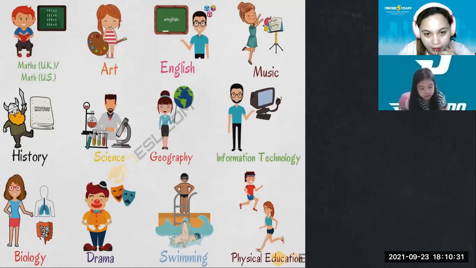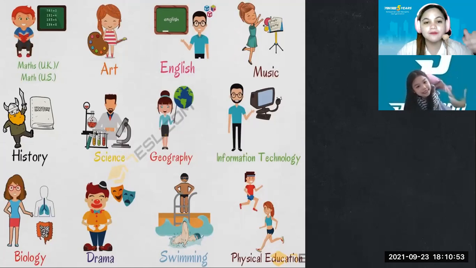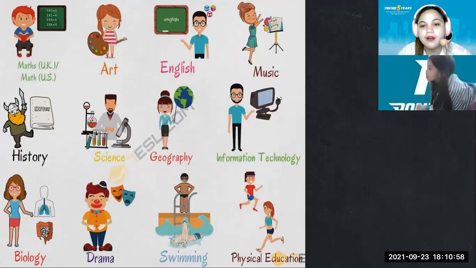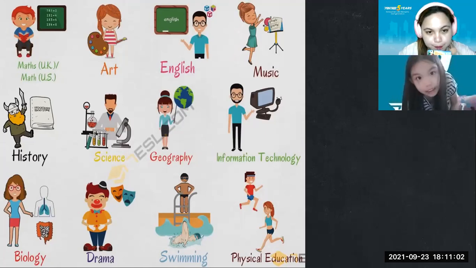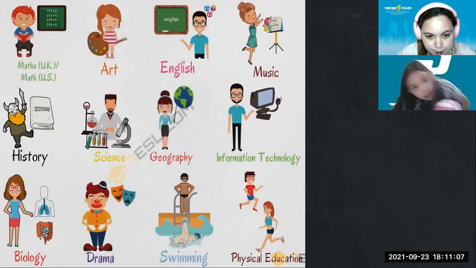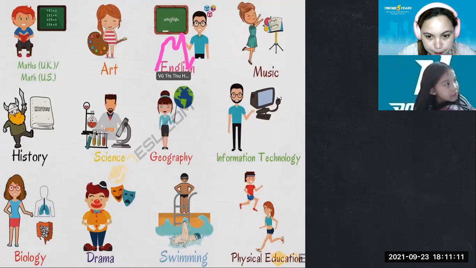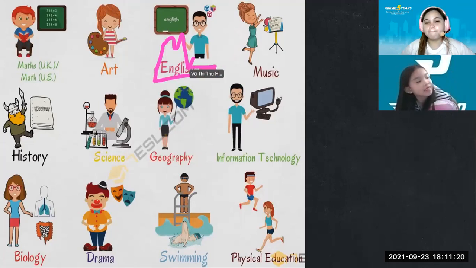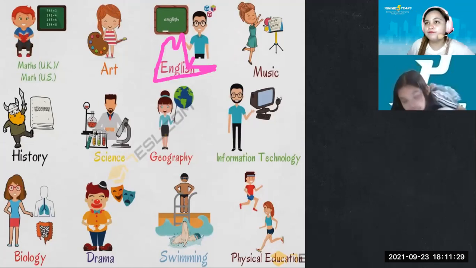Oh, how about in art? What are we doing in art subject, Huang? What do we learn in art subject? In art, we learn different kinds of paintings, drawings, color, something like that, right? How about in English? What do we learn in English? In English, we learn the language of English, or how to speak in English and how to read in English.